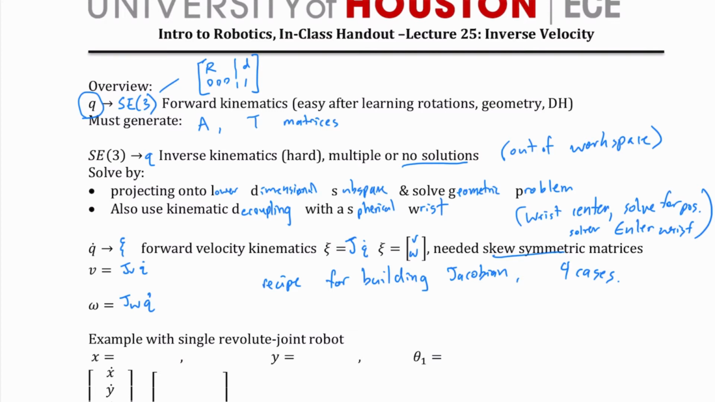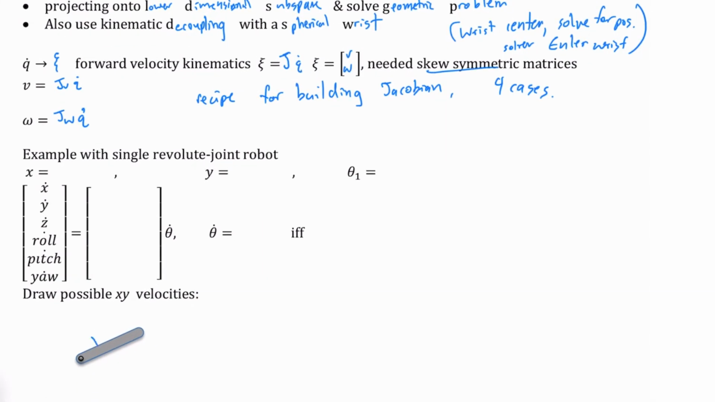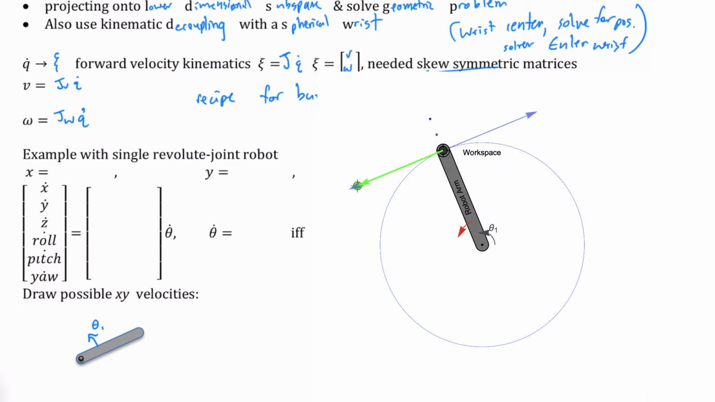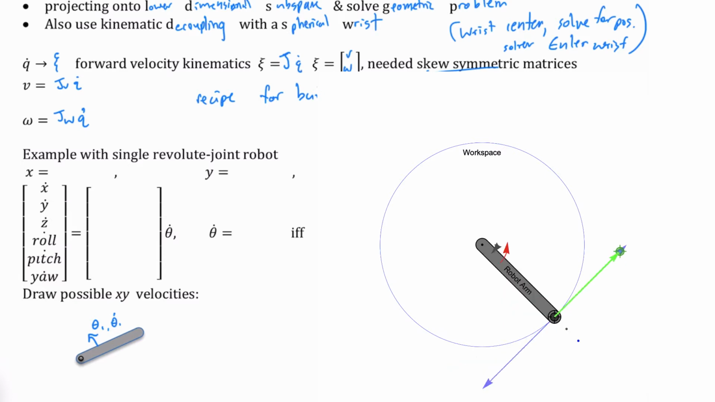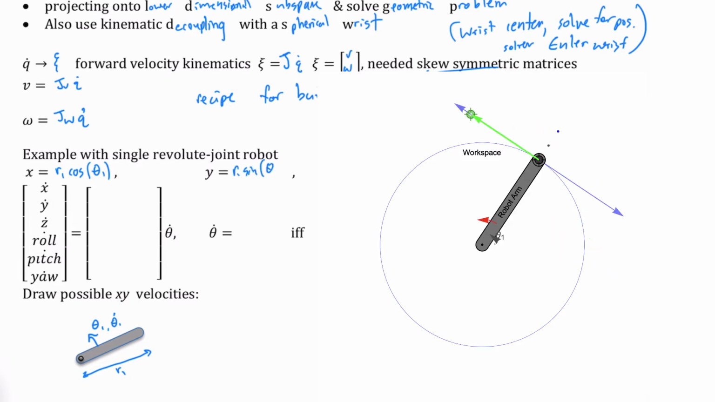So let's do a little example. Let's say that we've got a single revolute joint robot. I've got a picture of this robot here. It can rotate with our theta 1, and its speed is theta 1 dot. And so our x position is just going to be the length of this. Let's say that this one is r1. So x is just going to be r1 times the cosine of theta 1. And then our y is going to be just r1 times the sine of theta 1.